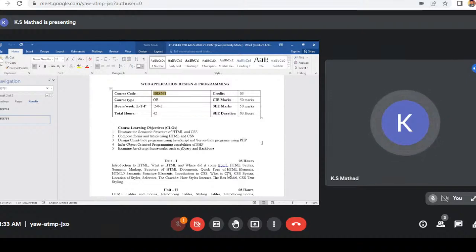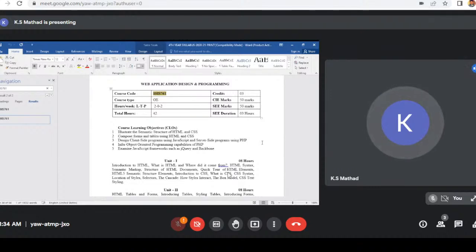CI marks will be of 50 marks and SEE will be 100 marks. Here, if you look at the lecture hours, tutorials and practicals, the scheme is 202, wherein you will be having every week 2 hours of theory as well as 2 hours of practical session.